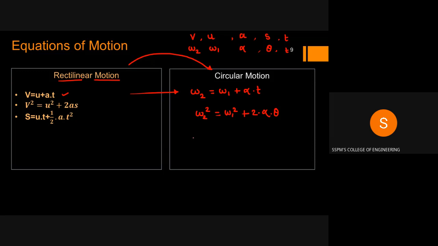And the third equation is for the displacement. It is theta instead of s, which is equal to ut, so it is omega 1 into t plus half alpha t square. So similar to the rectilinear motion, we can write these three equations for the circular motion. These are the kinematic equations for the circular motion. We can use these equations if three values are given and we have to calculate the other value.